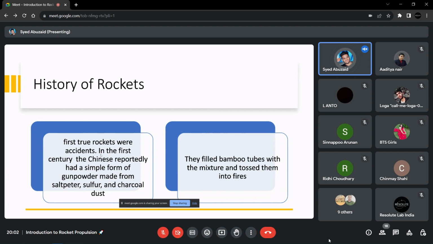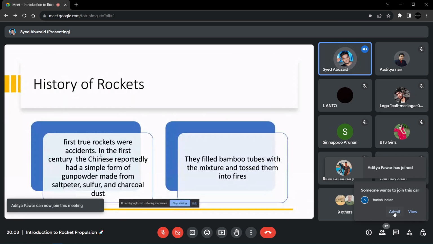In the first century, the Chinese had a simple form of gunpowder made from sulfur and a mix of charcoal. Basically, that's soft charcoal coming from wood, from the burning of the wood. There are many types of charcoal nowadays, including natural charcoal, so we cannot go through it. Just say the soft charcoal that comes from the wood.